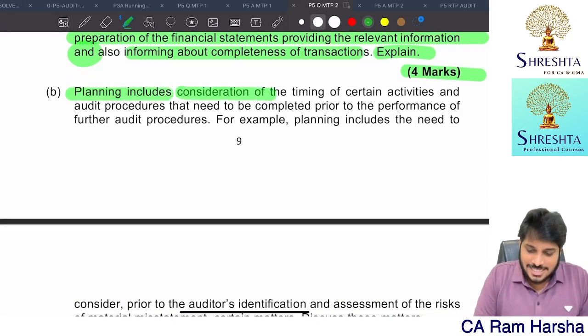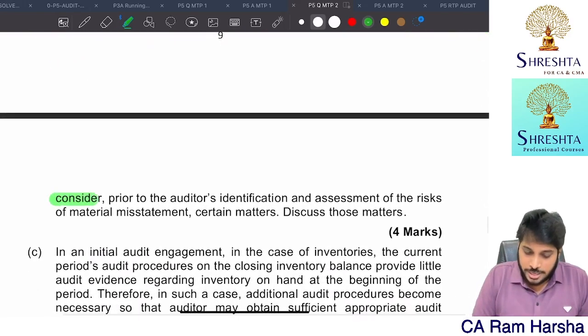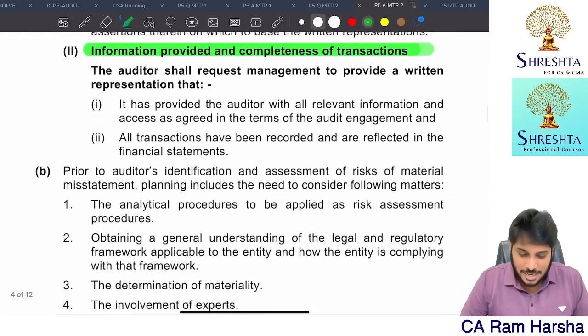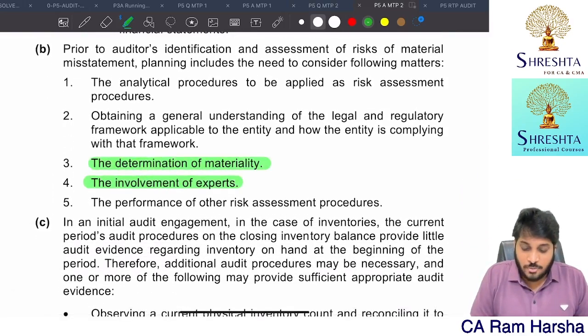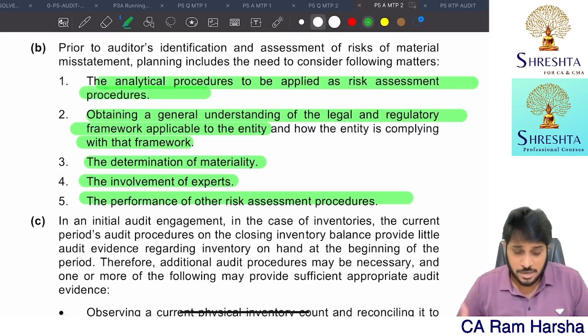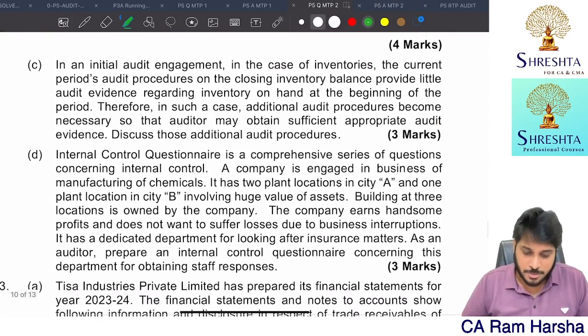Planning includes consideration of timing of certain activities and audit procedures that need to be completed prior to performance of further audit procedures. For example, planning needs to consider certain matters prior to the auditor's identification and assessment of risks of material misstatement. Discuss those matters. What are the factors you consider before planning the audit? Nothing but materiality, all that. It's a planning question directly. Determination of materiality, involvement of experts, performing other risk assessment, obtaining an understanding of the legal and regulatory framework applicable, analytical procedures to be applied as risk assessment. So before you plan, you need to check all this. This is the audit strategy question, straight question again from the book.